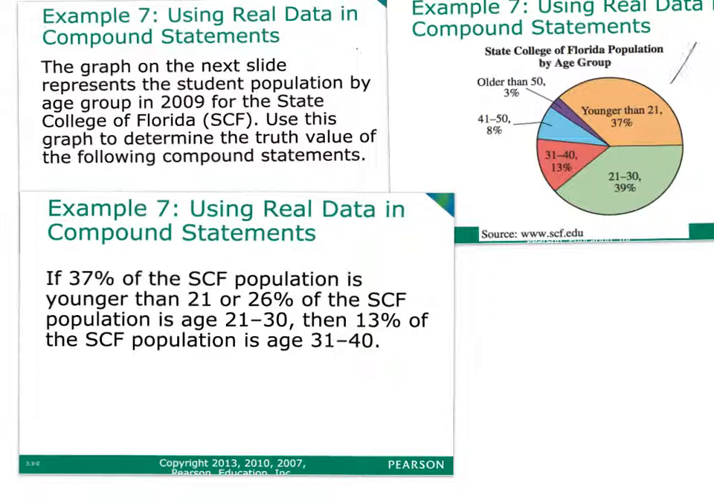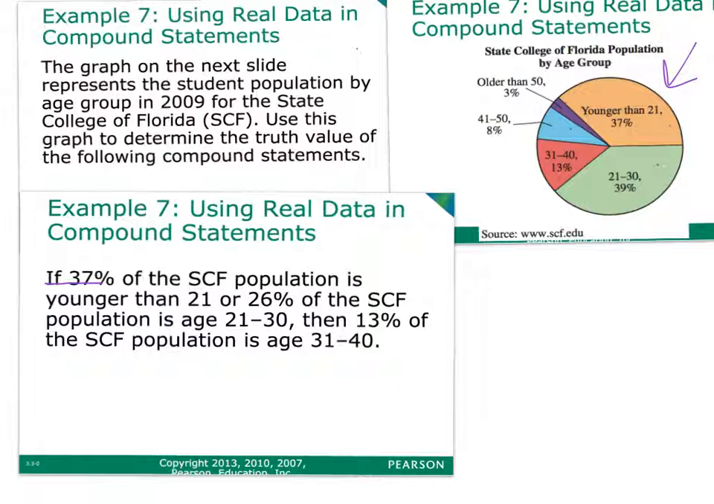Okay, so I'm looking at the pie graph over here. It's showing you the percent of students that are younger than 21, those between 21 and 30, those between 31 and 40, between 41 and 50, and those older than 50 years old. Okay, now the question says the following. If 37% of the SFC population is younger than 21, or 26% of the SFC population is age 21 to 30, then 13% of the SFC population is age 31 to 40.